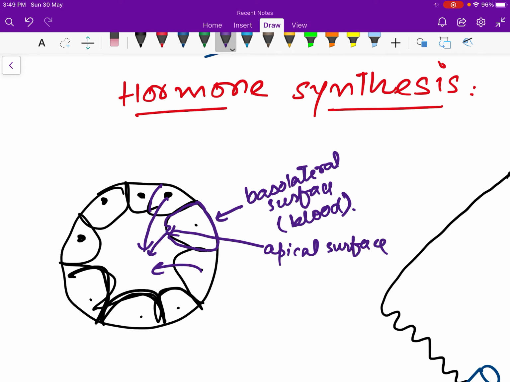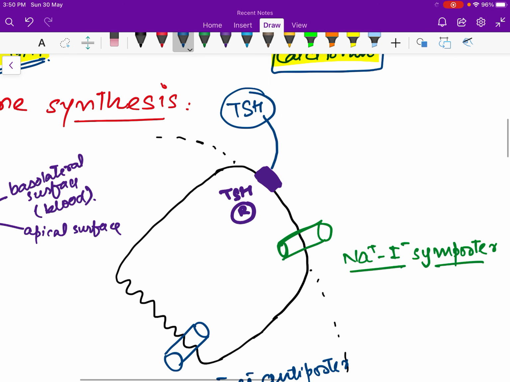Now if we magnify the same image, you can understand this is the round structure called the thyroid follicle, and this is one follicular epithelial cell. The synthesis of thyroid hormones takes place in the thyroid follicles, and the initial stimulus is by thyroid stimulating hormone. This is secreted by the anterior pituitary, and it binds to thyroid stimulating hormone receptors, which are present again on the basolateral surface. There are other substances which can stimulate these receptors, such as steroids and dopamine.